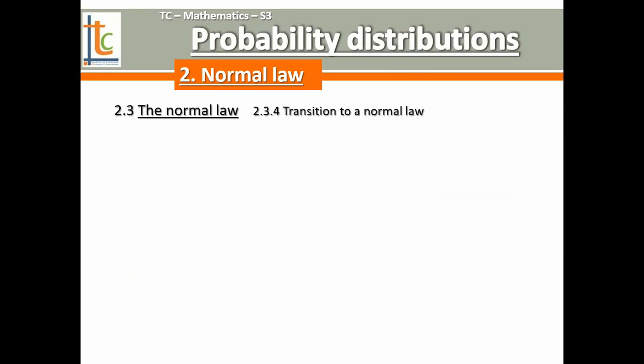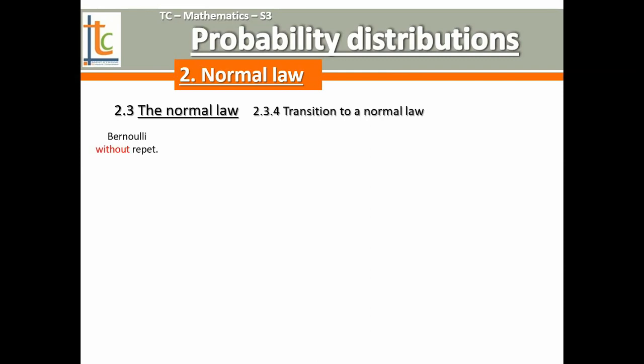Now, let's see a last part for the descriptions of the normal law. That is named here transition to a normal law. So the question is, how could we use a normal law instead of a discrete distribution that could be a binomial one, for example? Would it be relevant to do it? And how to do it?